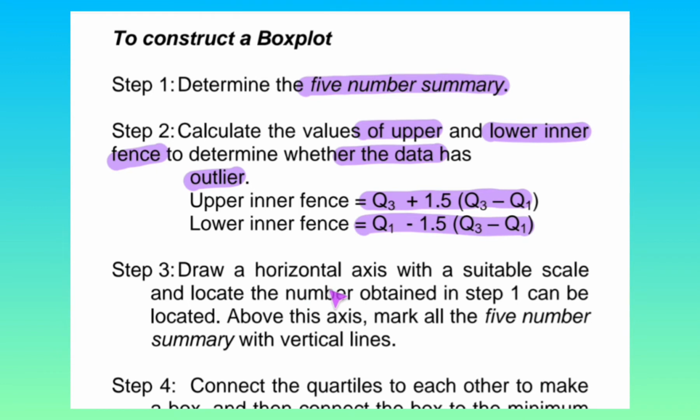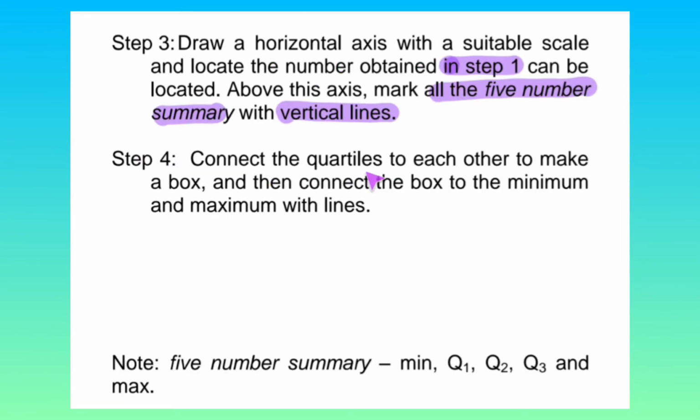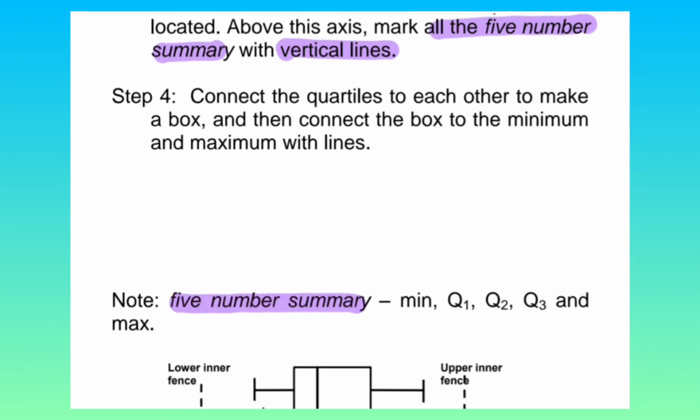Step number 3, draw a horizontal axis with a suitable scale and locate the numbers obtained in step 1. Above the axis, mark all the 5 number summary with vertical lines. Step number 4, connect the quartiles to each other to make a box, and then connect the box to the minimum and maximum with lines. We must know here that the 5 number summary means the minimum, Q1, Q2, Q3 and the maximum value. We need to find all these values from the given data.